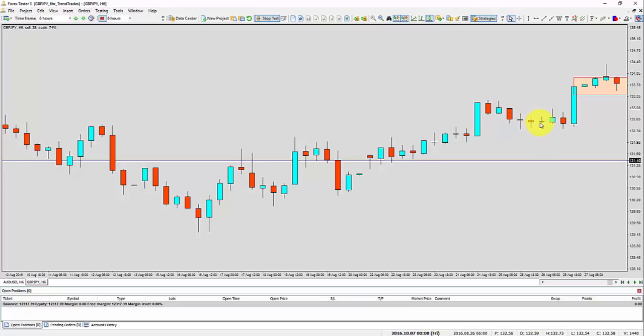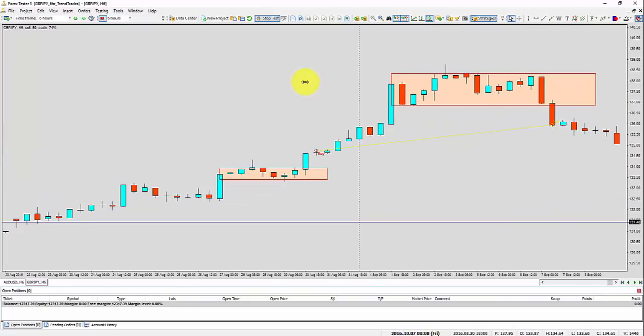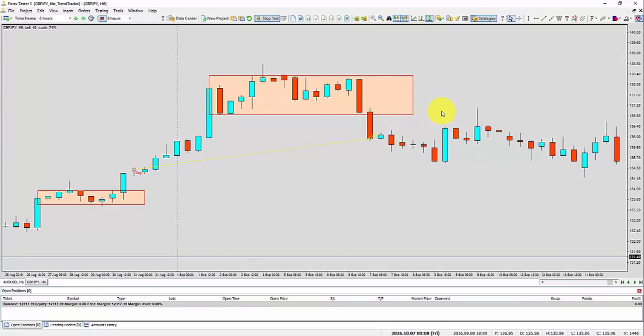Red, blue, red, blue, red. I don't know what color it is. Maybe that's red, red, blue, red. And again, they're quite wicky. Not really going anywhere. They're going slightly down, and then boom, another trend candle. That's classic trend action, and it's super fun to trade that, especially when we know that everyone else is selling and the market's going up.